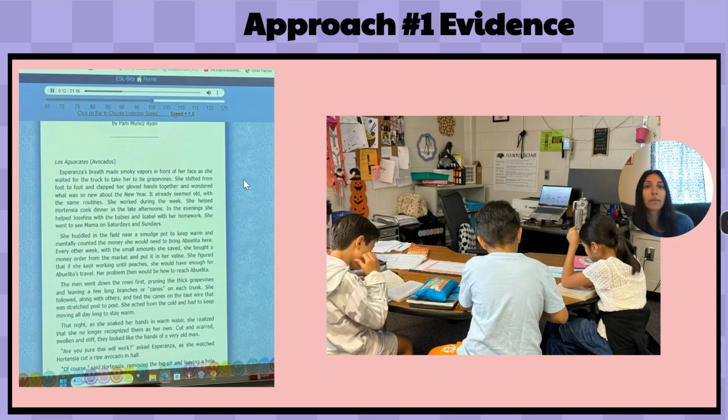One thing I do like about this story that helps with my students is that, as you can see up here, you can pick what speed you want it read at, how quickly students can pause the reading and take down their annotations and notes as well.